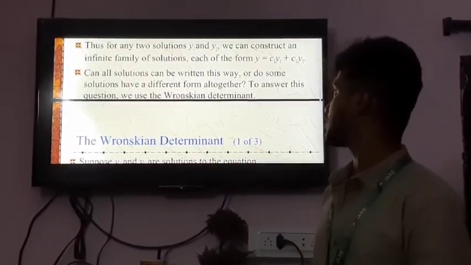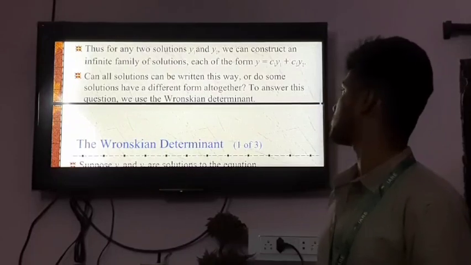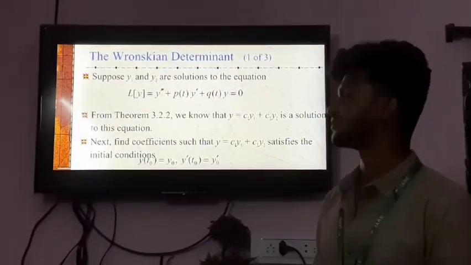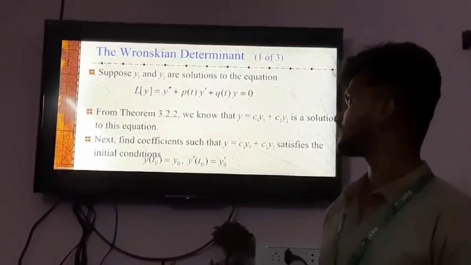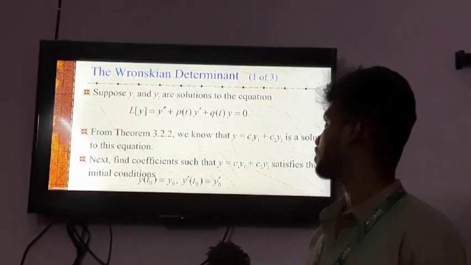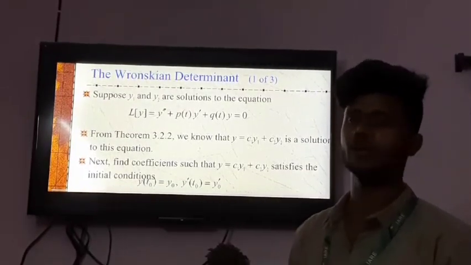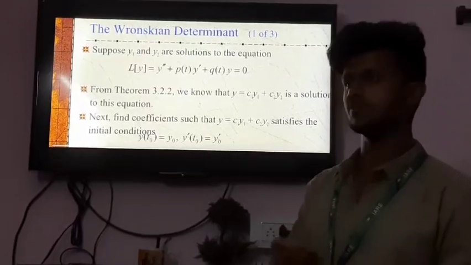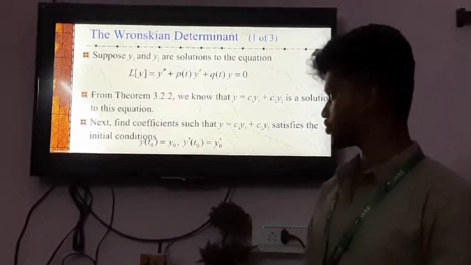Can all solutions be written this way, or do some solutions not? Then let us start with the Wronskian determinant. Suppose y1 and y2 are solutions to the equation L of y equals y double dash plus p of t into y dash plus q of t into y equals 0.